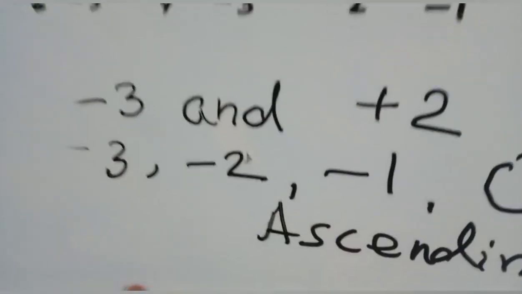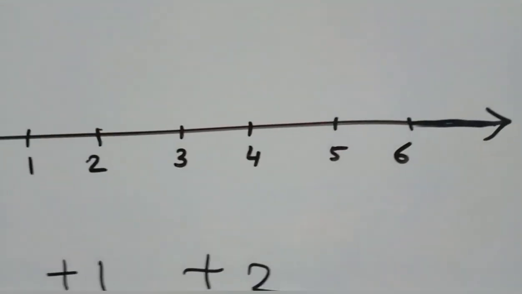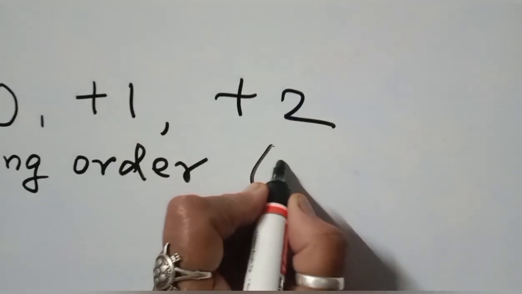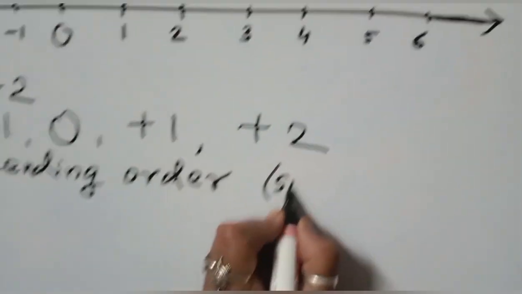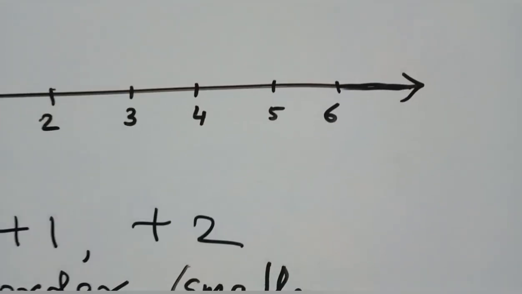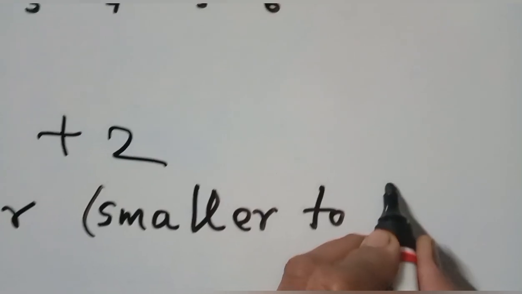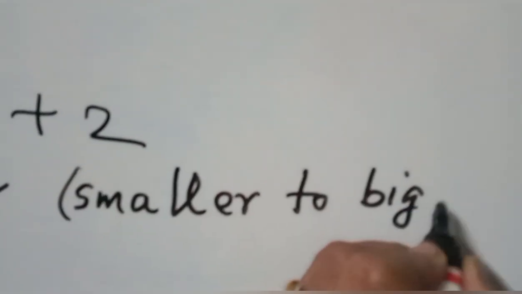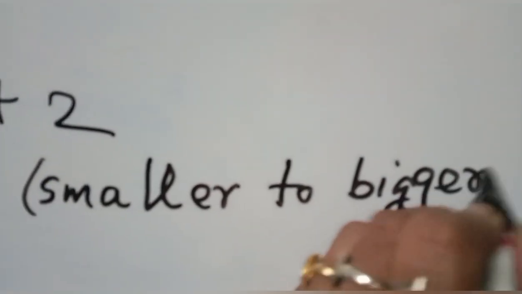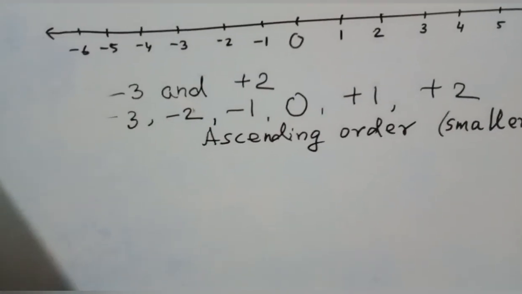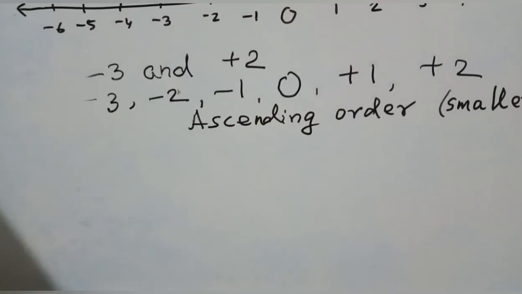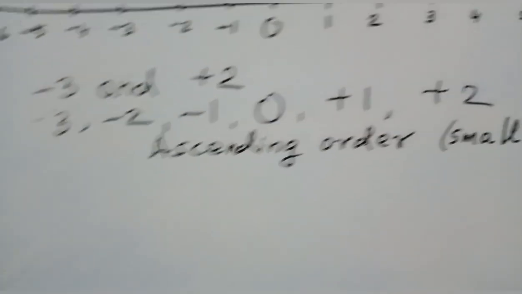Right? So, what is the meaning of ascending order? Ascending order means from smaller number to bigger number. That is the meaning of ascending order. Okay? If the same thing I do in descending order, then what do I have to do? Descending order means the highest number will come first.